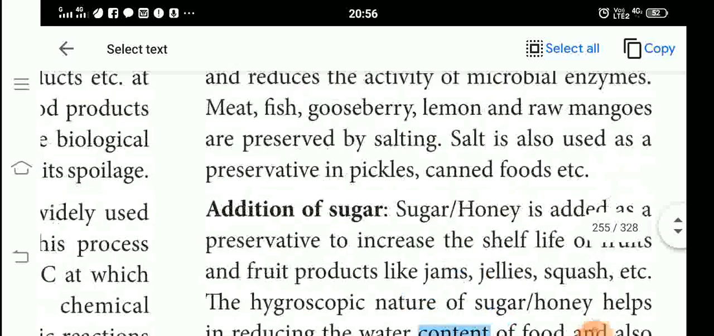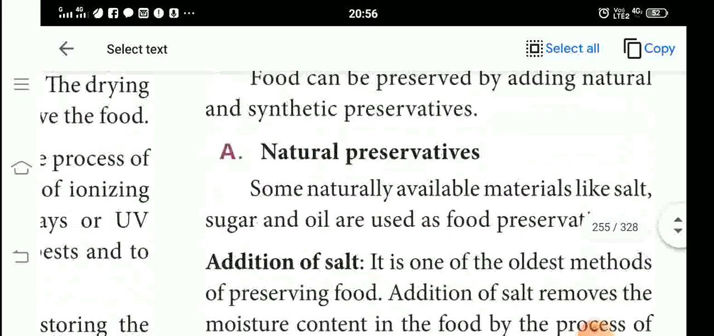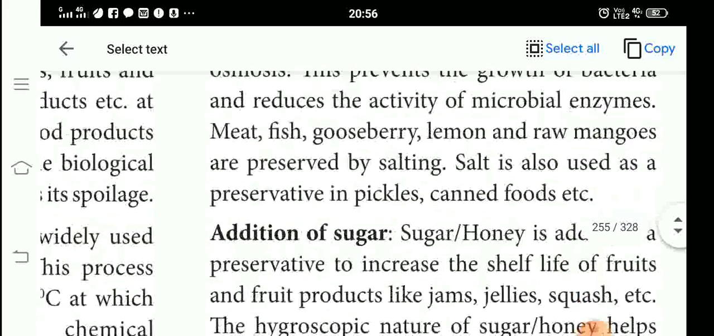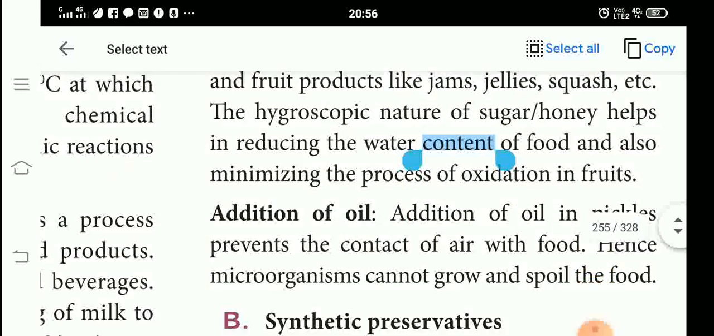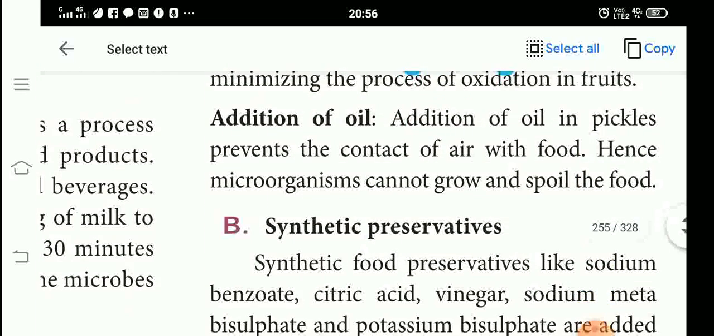These three are all natural preservative methods: addition of salt, addition of sugar and addition of oil.